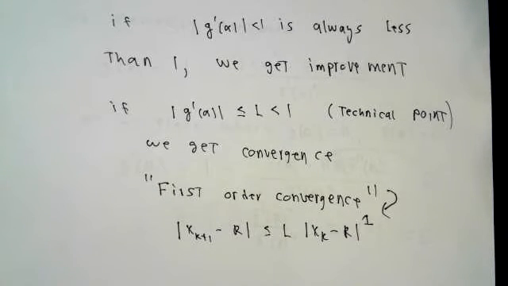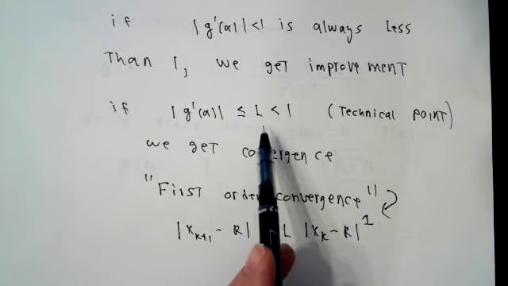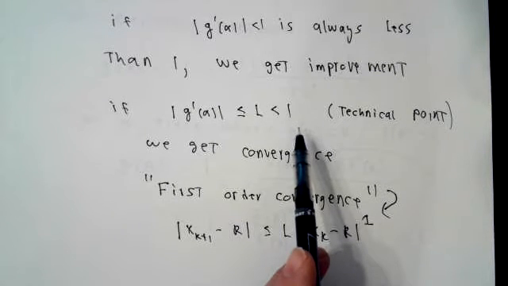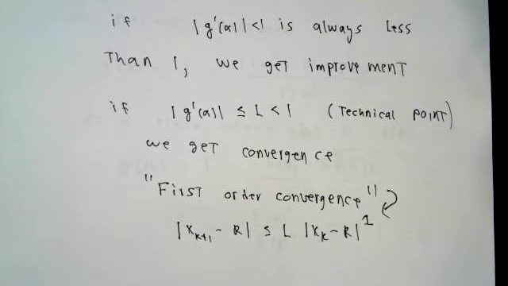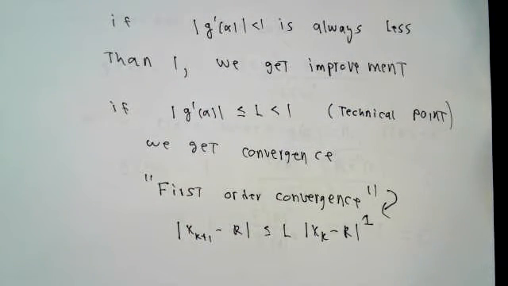There's a technical point which I'm going to avoid for now, but the actual desired formulation is we'd like the size of the derivative to be no more than some number L, which is less than 1. This prevents the absolute value of g prime from approaching 1 and causing the convergence to become even slower than it's going to be. We'll look at an example of this later.